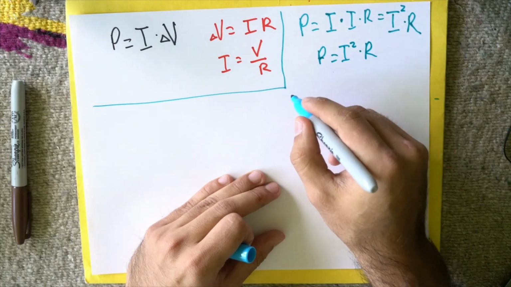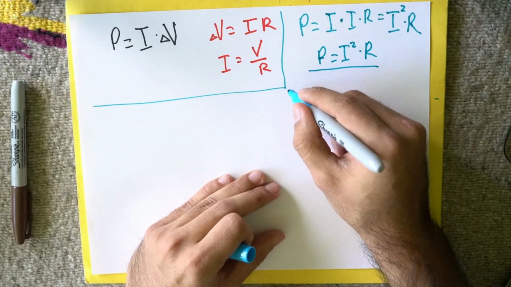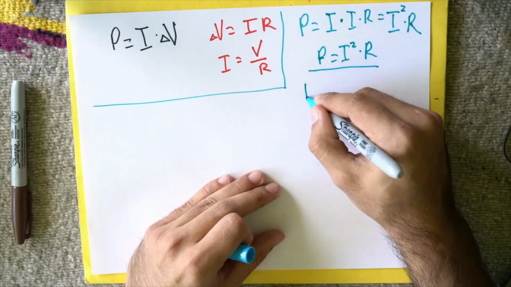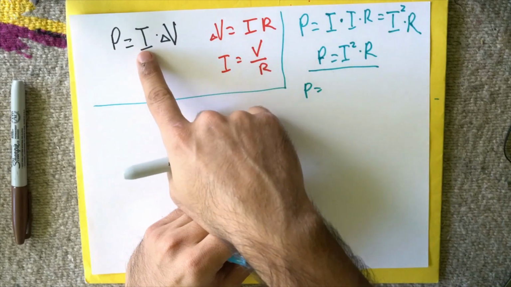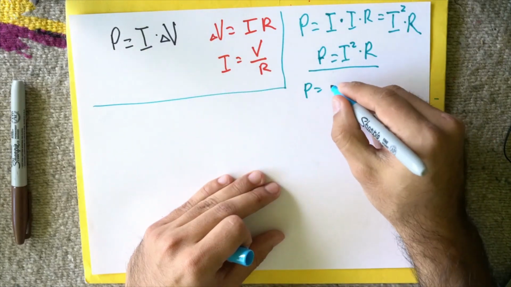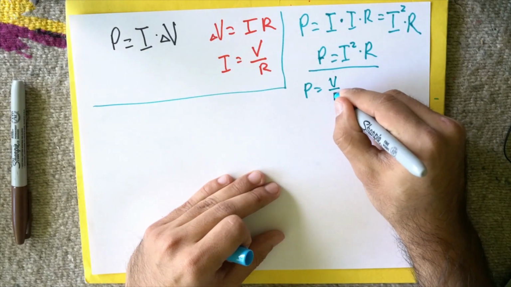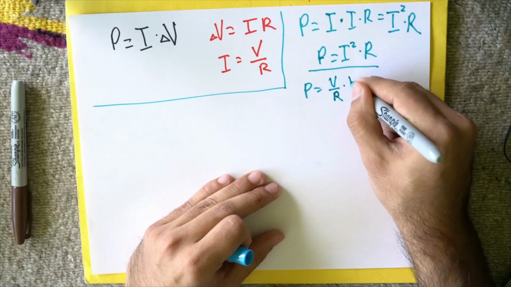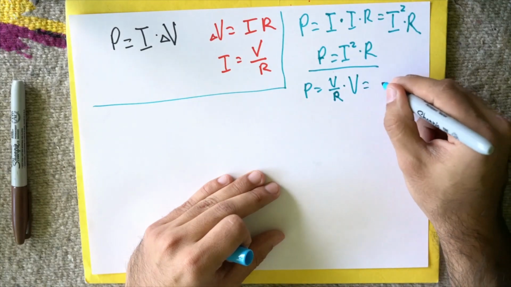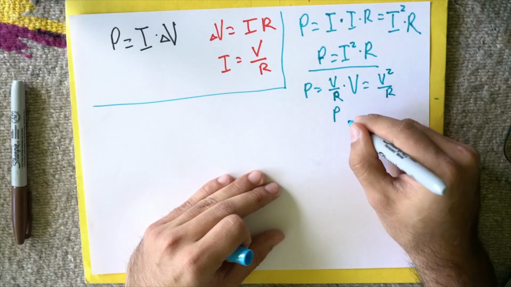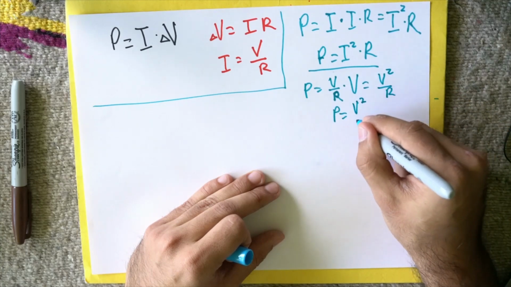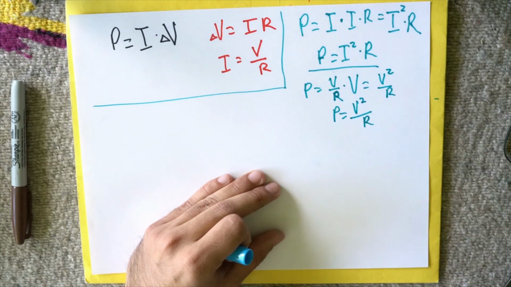And also, I will have power equals, if I plug in this equation for my I, V over R times V, which would give me V squared over R. So power is equal to the voltage squared over my resistance.